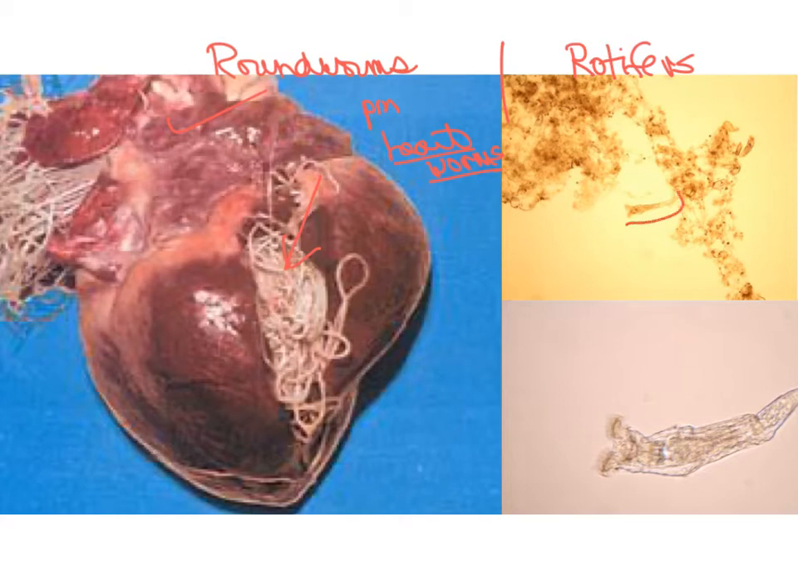This right here is a fairly low magnification of a rotifer. Here are a couple more. Right here we have a more highly magnified picture. And one of the things you need to know about the rotifers is right here they have what are called the ciliated corona.